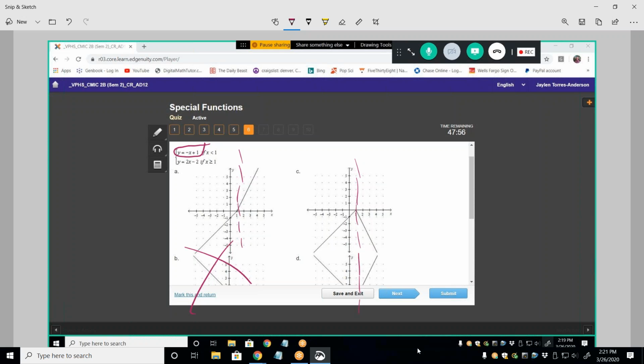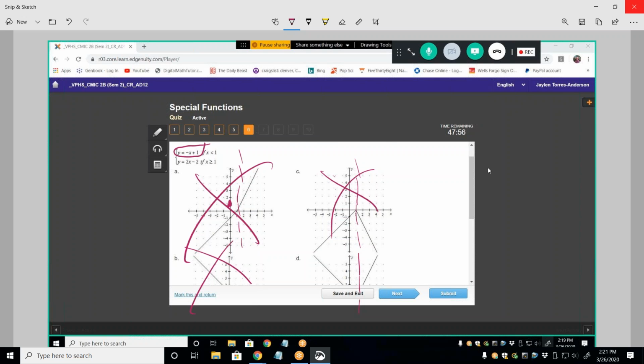Correct? That's the standard format for that equation. What you're looking for is b. It's 1, correct? That means that whenever we are to the left of 1 on the x-axis, we better be right there. A is not that. You can cross that out. C is not that. We can cross that out.